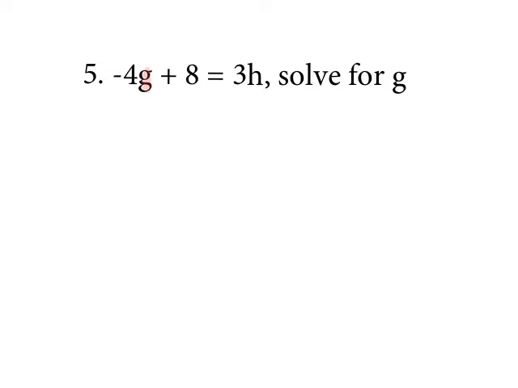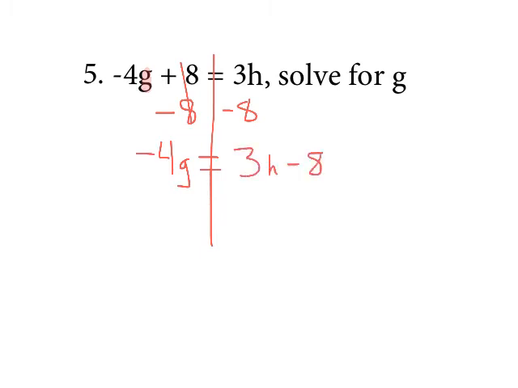Okay, so I can see on number 5, just to talk us through this, negative 4 is being multiplied by g, and 8 is being added to g. So I wanted to get rid of the addition and subtraction first. So subtract 8 from both sides. So I have negative 4g left equals 3h minus 8. And again, those are not like terms, so I have to write what I see, 3h minus 8.